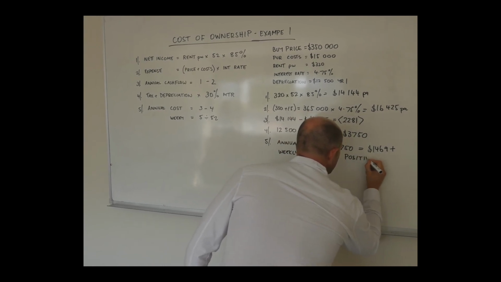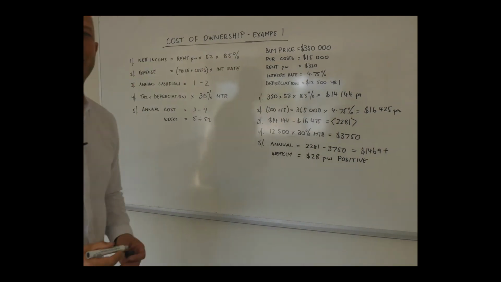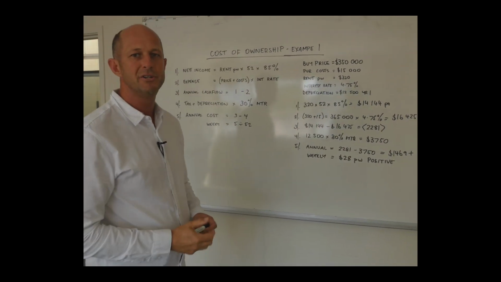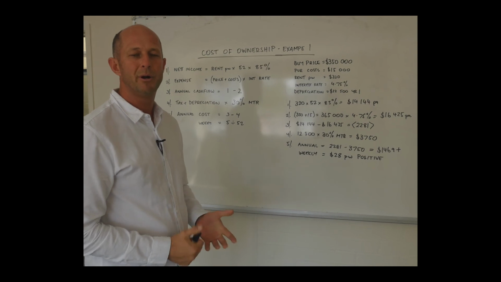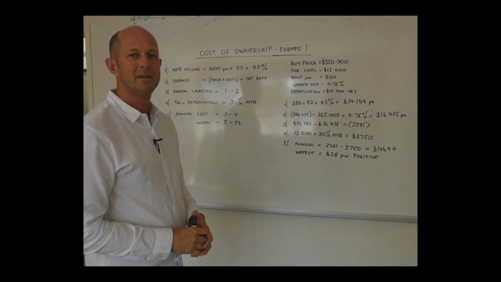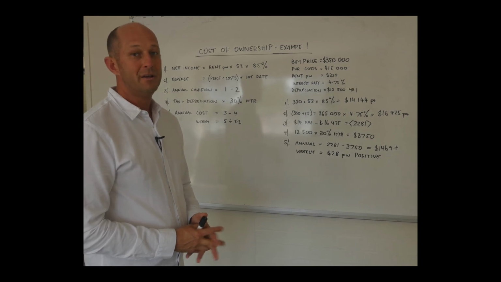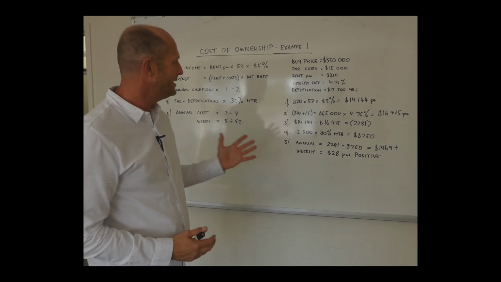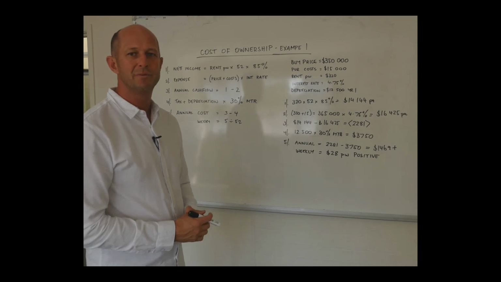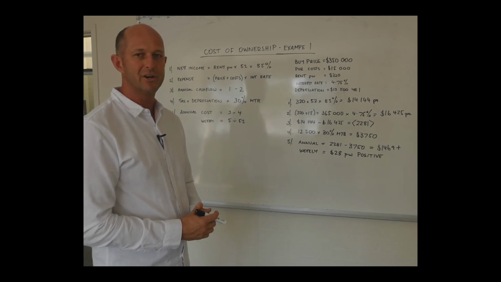So for me, it's amazing when you do the numbers and you do the correct numbers around the cost of ownership. If someone had told you you could buy a property for $350,000 and it would give you $28 a week in your pocket, I'm not sure if you would have believed them. But here's the numbers. Yes, they're gross figures, but it's a great general guide for the cost of ownership for a property.